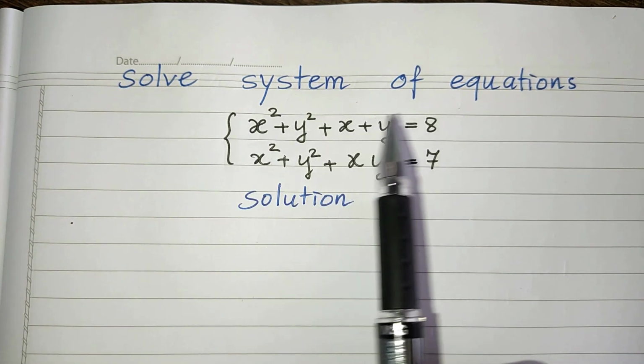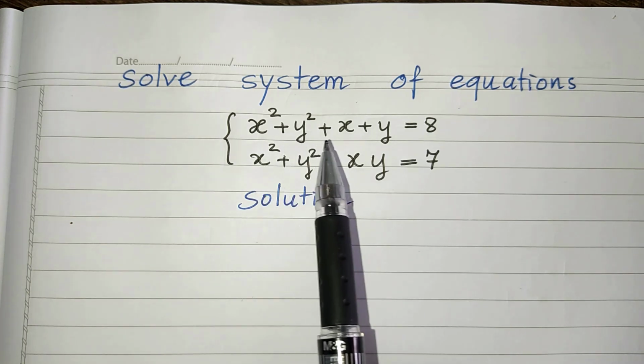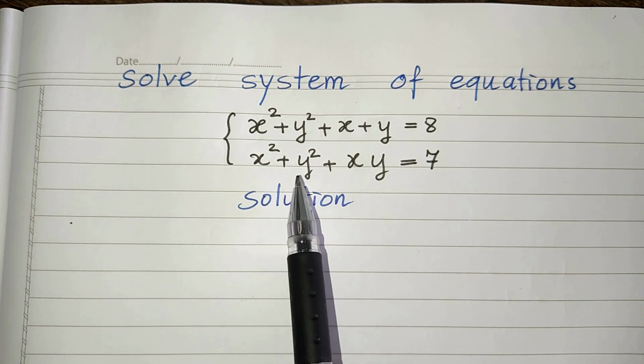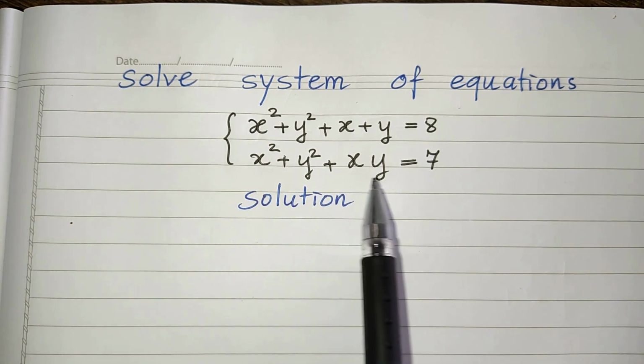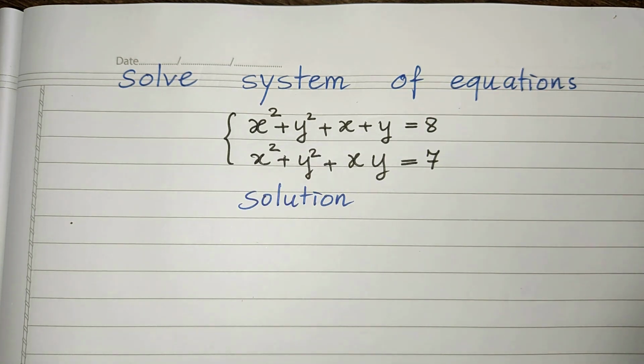Solve the system of equations: x squared plus y squared plus x plus y equals 8, and x squared plus y squared plus xy equals 7. Do you know how to solve this? If you know, please do it.